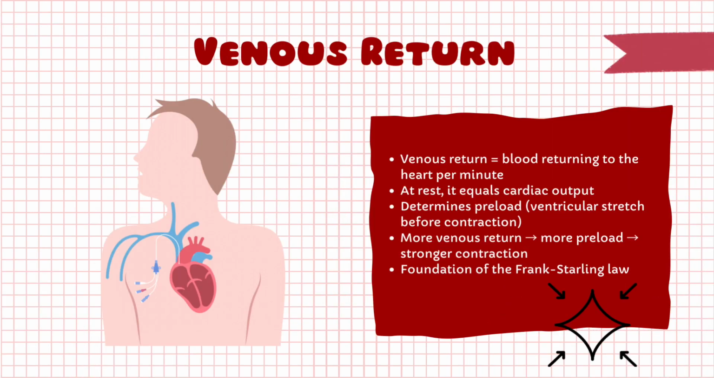Venous return is the amount of blood flowing back to the heart each minute. At rest, it is equal to cardiac output. Venous return determines preload, which refers to the initial stretch of the ventricular muscle before contraction. More venous return means more preload. More preload means stronger contraction, up to a physiological limit. This relationship forms the basis of the Frank-Starling law of the heart.